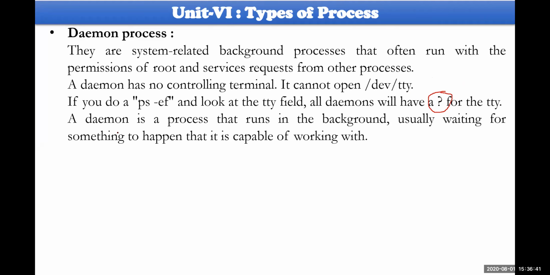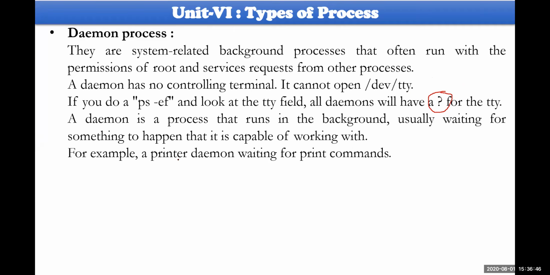Okay, and these processes will usually be waiting for things. Already I have given one example here. A printer daemon is waiting for print commands. A TNS listener is waiting for Oracle connections. ORCL is waiting for Oracle user connections, something like that. They are always waiting for things to happen. If things happen during that particular session, they will respond. Otherwise, they will keep running. That's all. They will continuously keep running.